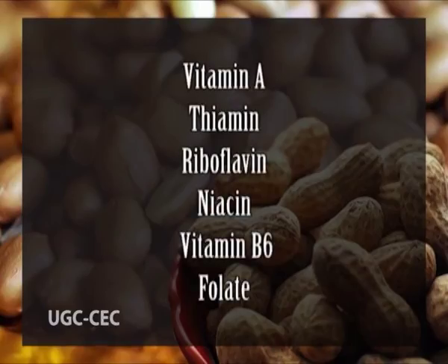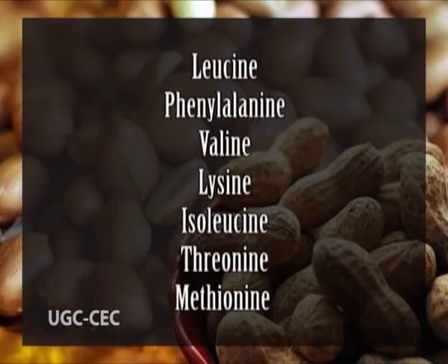It also contains small amounts of important vitamins like vitamin A, thiamine, riboflavin, niacin, vitamin B6 and folate. The water content of the fully matured seeds of groundnut is about 6.5% of the total dry weight. The essential amino acids include leucine, phenylalanine, valine, lysine, isoleucine, threonine and methionine in the descending order of their proportion by weight.